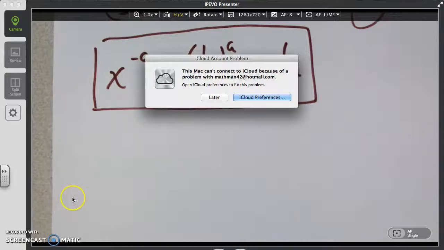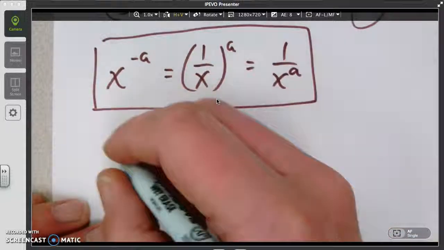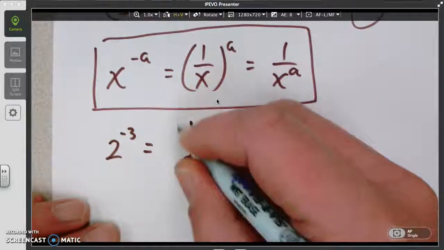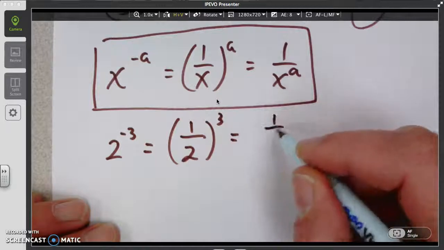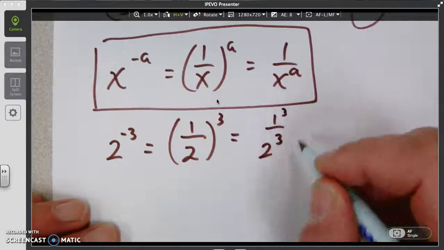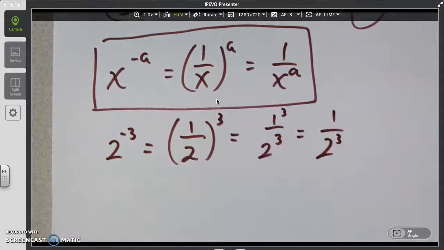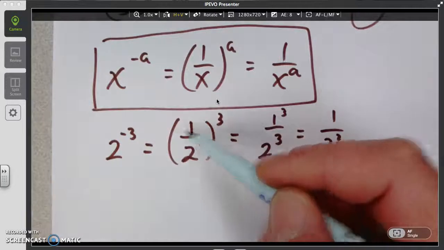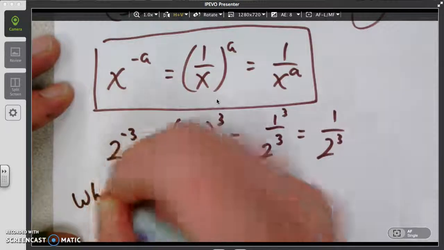Let's use a number to try and figure this out. The number we're going to use is, let's say, 2 to the negative 3. According to this, that's going to be 1 over 2 to the 3rd. Technically, like I said, it's 1 to the 3rd over 2 to the 3rd. The question I'm trying to get to here is, why is it that a negative makes it upside down? Why does the negative make a reciprocal?